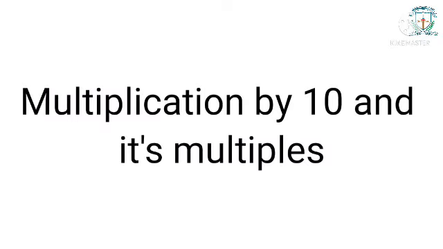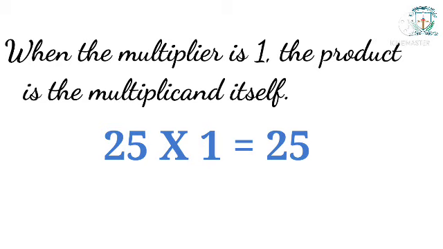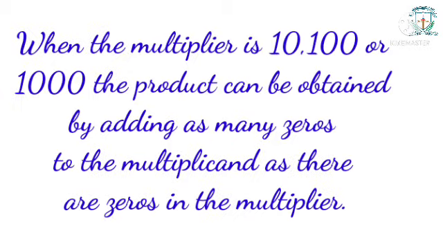Multiplication by 10 and its multiples. Children, remember, when the multiplier is 1, the product is the multiplicand itself. That is, 25 multiplied with 1 is equal to 25. When the multiplier is 10, 100 or 1000, the product can be obtained by adding as many zeros to the multiplicand as there are zeros in the multiplier.